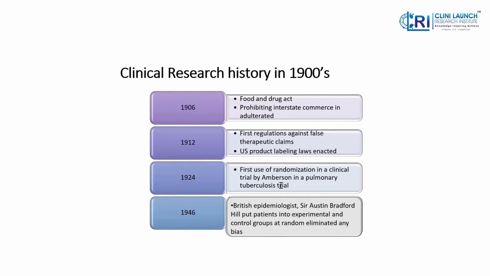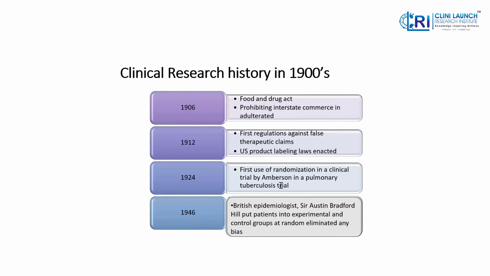So he has divided the trial into experimental and control groups at random, to eliminate any bias. So the biasness should not be there. He has put the persons into two groups: one is the experimental group and the other is the control group. This was done by the use of randomization so that the biasness could not be there.